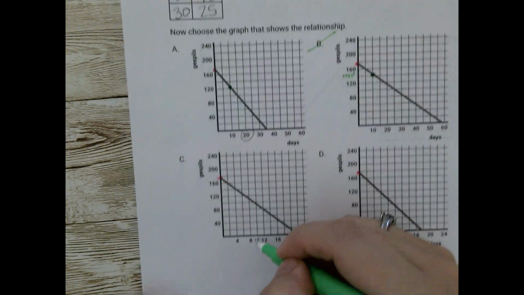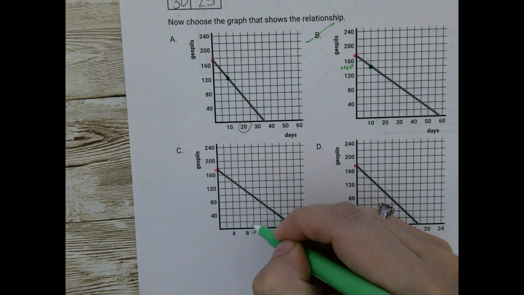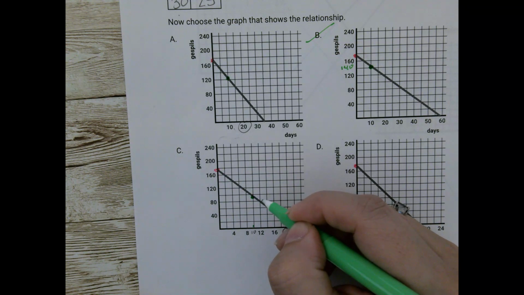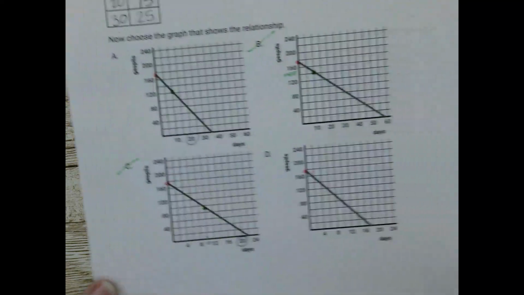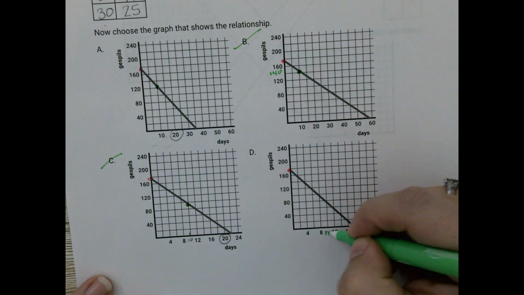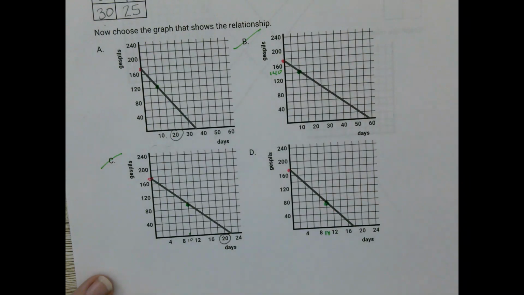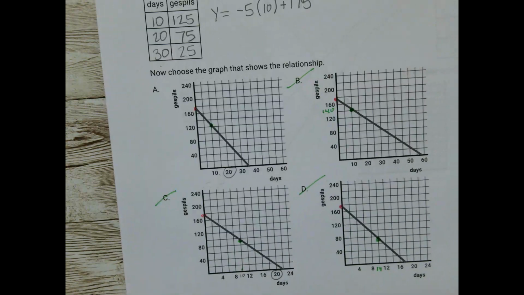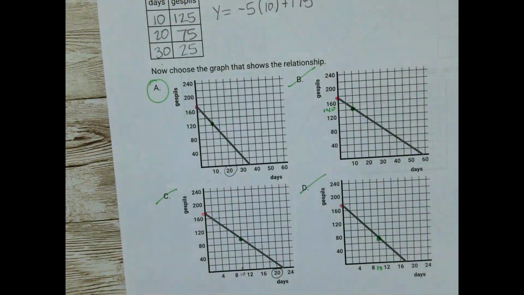X is 10. It should be close to 125. Whoa, we're way down there. So it can't be that one. X is 10. Still way down there. So I didn't even need the other two. I was able to prove it with just that one alone. It's A.